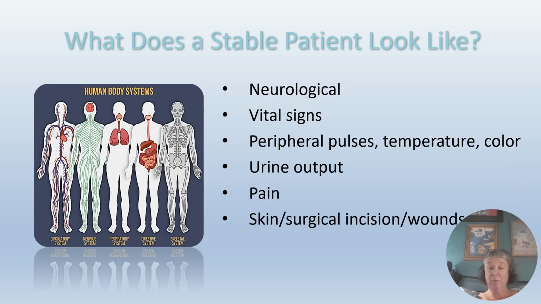This just talks about, what does a stable patient look like? Really, we want our person back to baseline. Neurologically, if they were A&O times 4, we want them A&O times 4. Vitals, we want to be within normal limits, or within normal limits for that patient, right? Peripheral pulses, we want a nice strong pulse. Urine output, 30 mLs per hour at least. That's kind of our generalized what we're looking at.